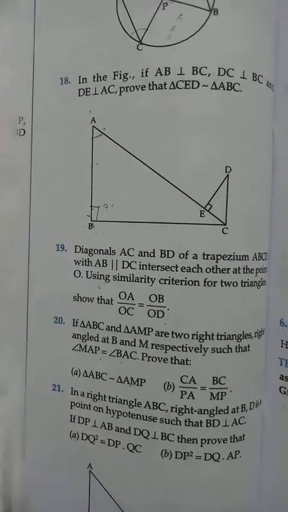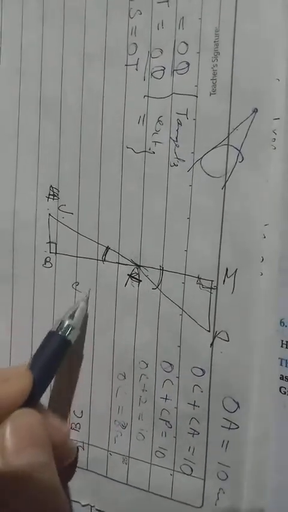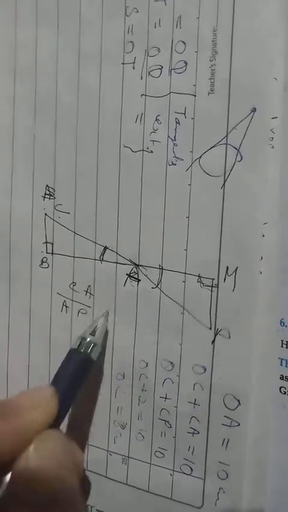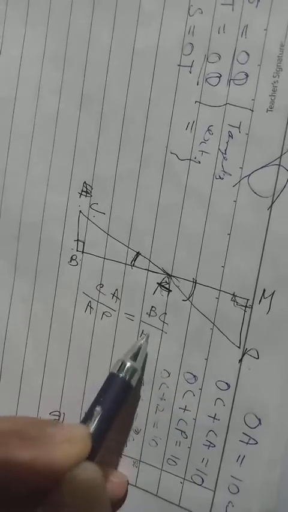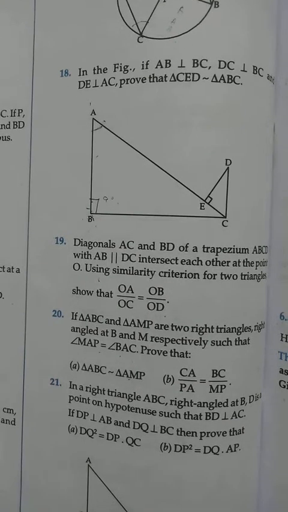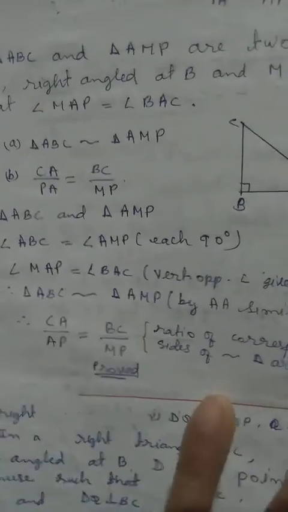So if they are similar, we can take the ratio of the sides. We have CA, the hypotenuse, by AP, which is also the hypotenuse. Then what else do we want? We want BC, the perpendicular, by MP. Once the triangles are similar, the ratio of the sides of similar triangles are equal. Remember, for similarity, either we need at least two angles or we need sides. But here it's given angles, so we do.